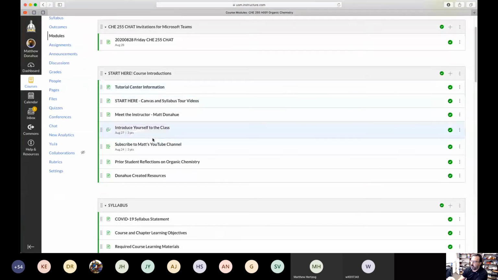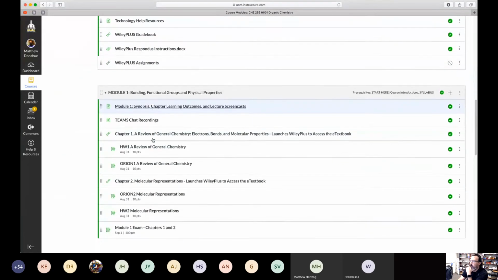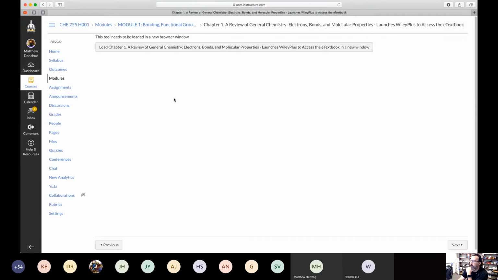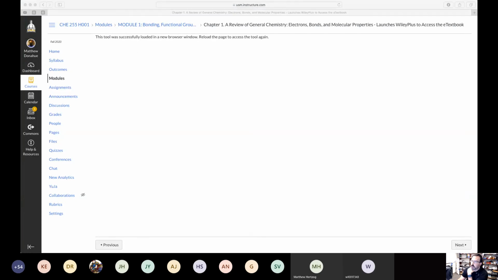So let me just go back so you visually see that. We're in module 1. See this right here? This is the link to the chapter 1 reading in Wiley. So I'm going to click that. Now see how the mouse changes from the arrow to the hand? Now I'm going to click that, but I have to share a different screen now.